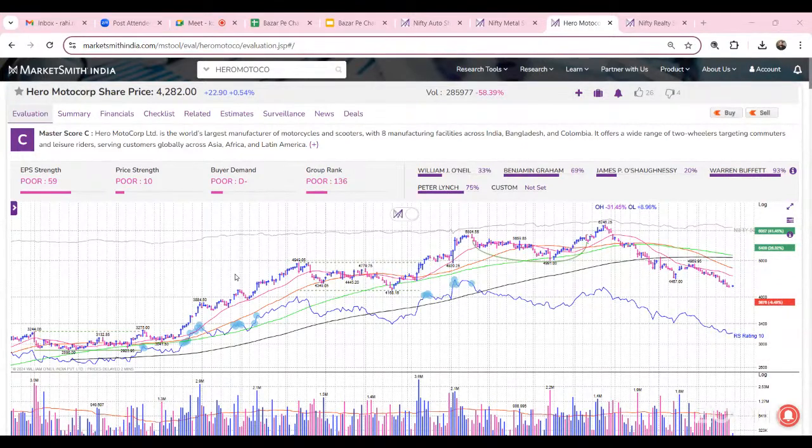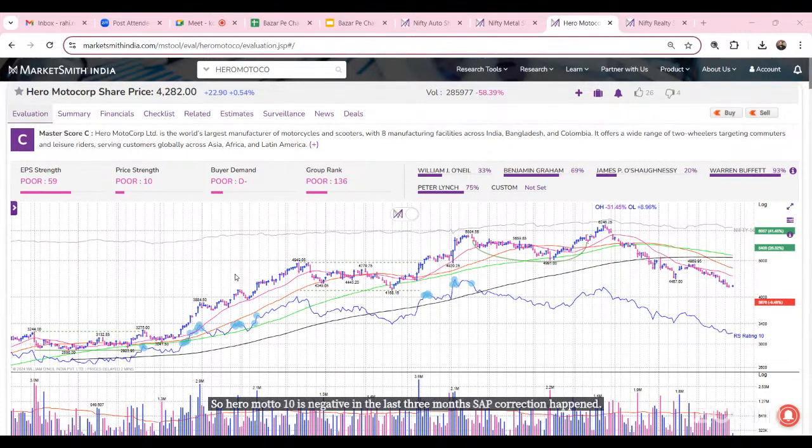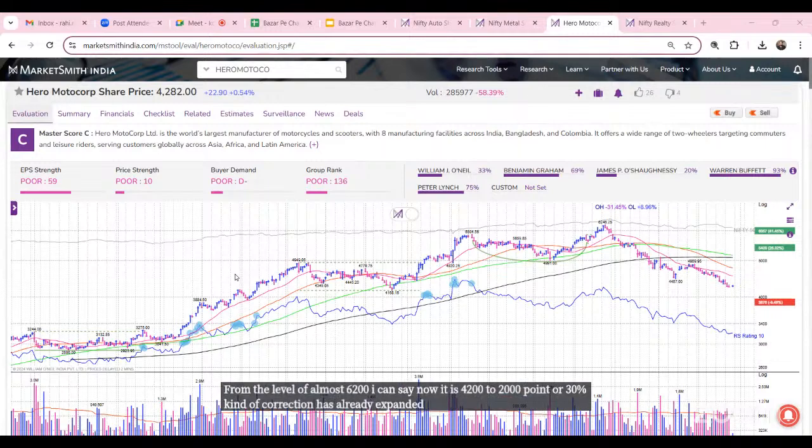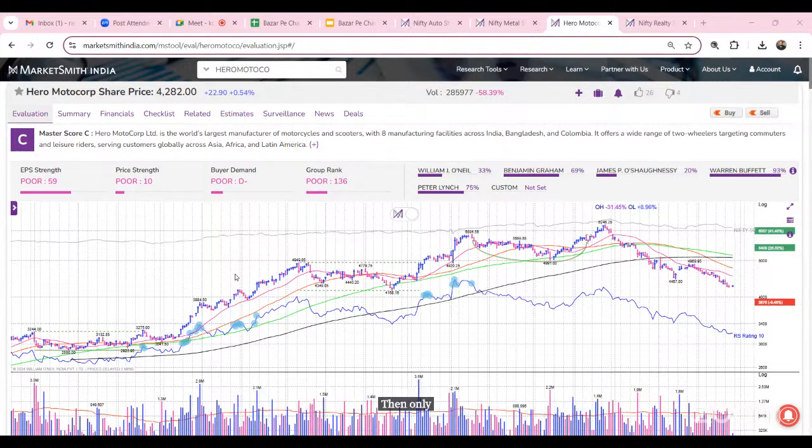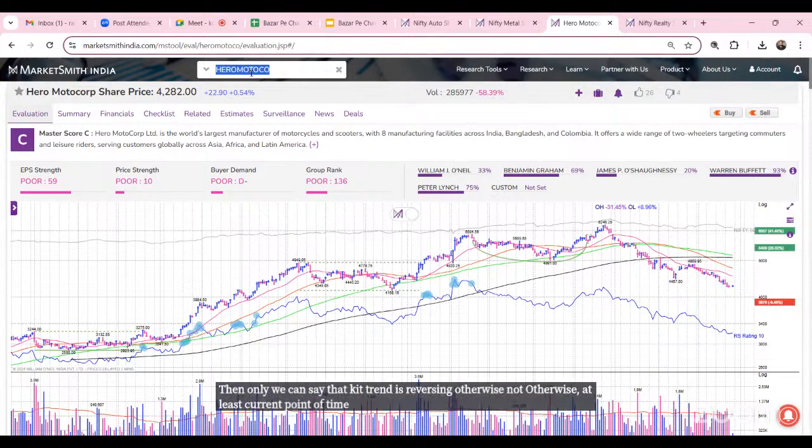The trend is negative. In the last 3 months, a sharp correction happened from the level of almost 6200. Now it is at 4200, a fall of 2000 points, or a 30% kind of correction has already happened. So a bounce back cannot be denied, but still the trend is negative. To turn the trend and sentiment, the index must cross and hold at least the 4600 zone. Then only can we say the trend is reversing, otherwise not. At the current point of time, the trend is negative. But yes, after this much fall, I'm not denying some bounce back.